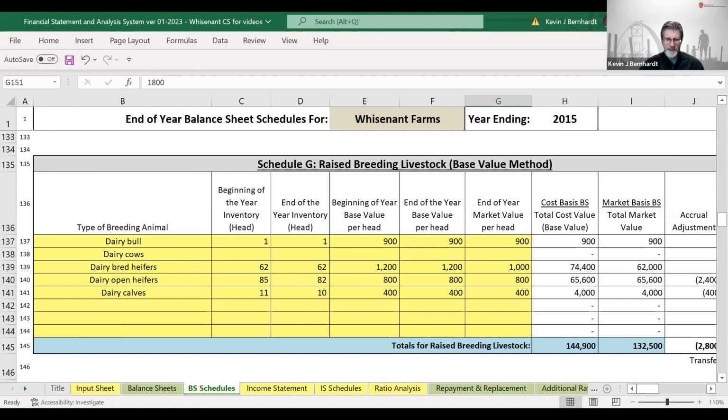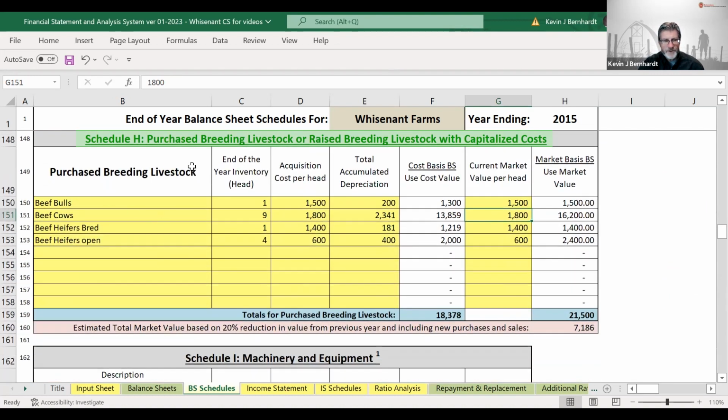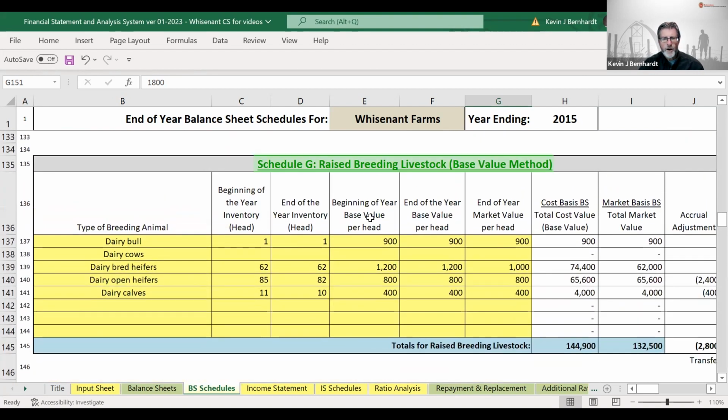So that requires a lot of record keeping, and that's one of the reasons why the full cost absorption method is, frankly, more understandable conceptually, but much, much harder to do in practice. However, if you do that, then you can go back down here and use Schedule H, because you're right back at the same place. Instead of an acquisition cost here, you would have the capitalized cost. Okay, let's move on to the base value method.